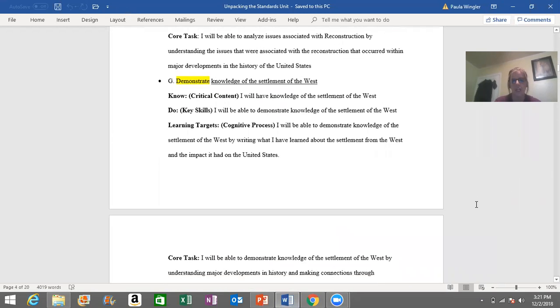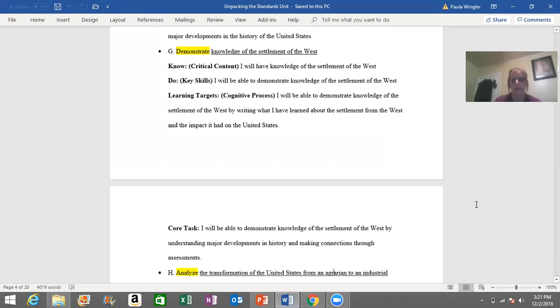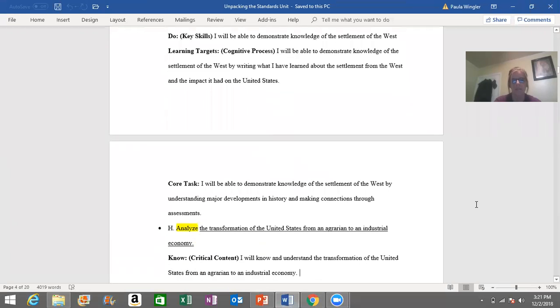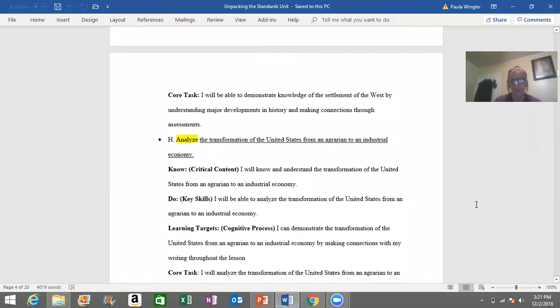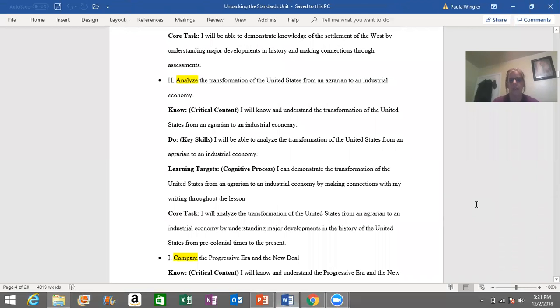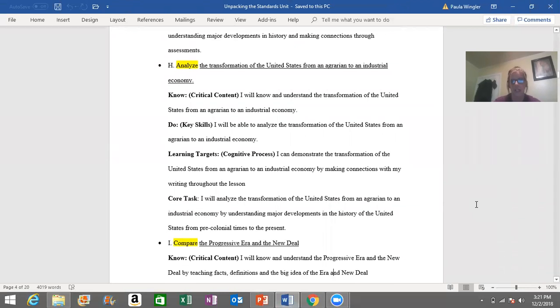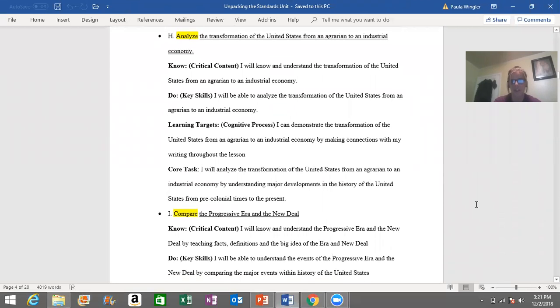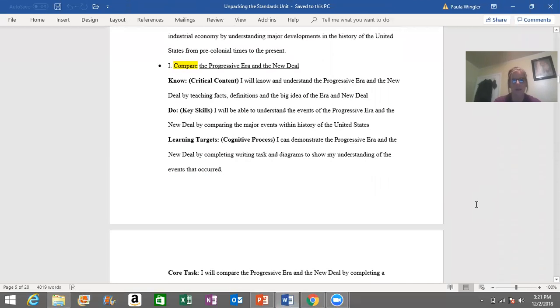They're going to be able to demonstrate knowledge of the settlement of the West. So they're going to have some knowledge of the settlement of the West. They're going to demonstrate that knowledge by learning about the settlements and the impact that they had on the United States. They're going to be able to analyze the transformation of the United States to an industrial economy. So they're going to understand the whole transformation of the United States, and they're going to use this information to demonstrate and make connections through writing throughout the lesson.